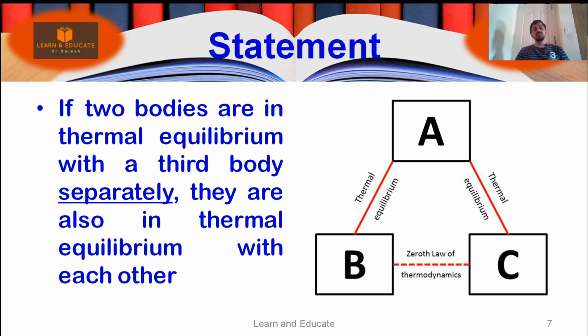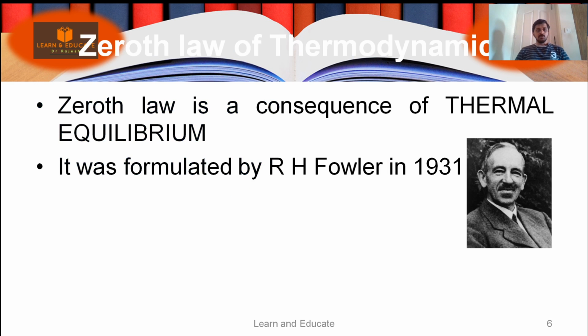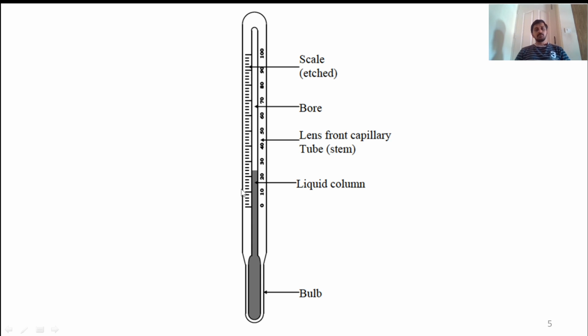It should precede the first and second laws. The first law states about energy and the second law states about entropy. So temperature should precede these two properties. That's why it is named the zeroth law of thermodynamics. Now I will explain this same thing more clearly using this mercury-in-glass thermometer.